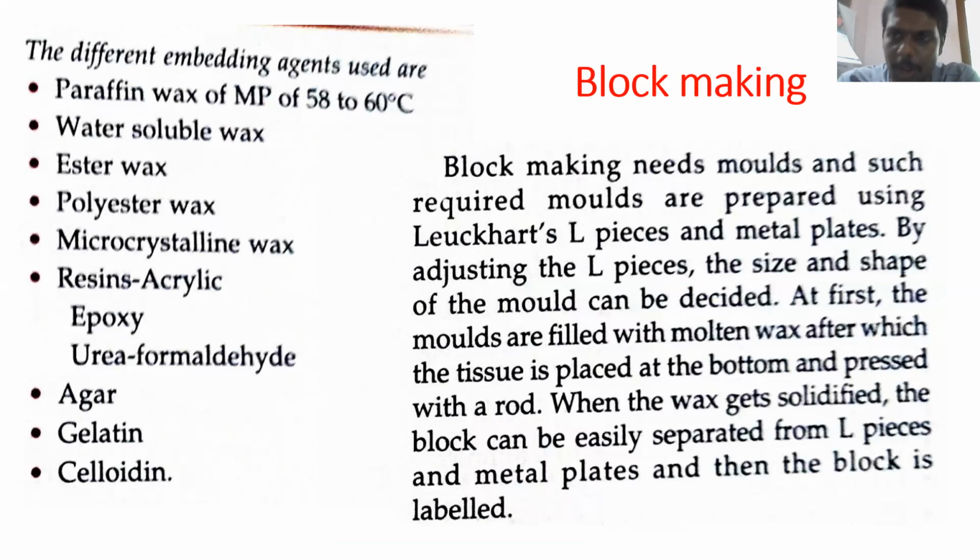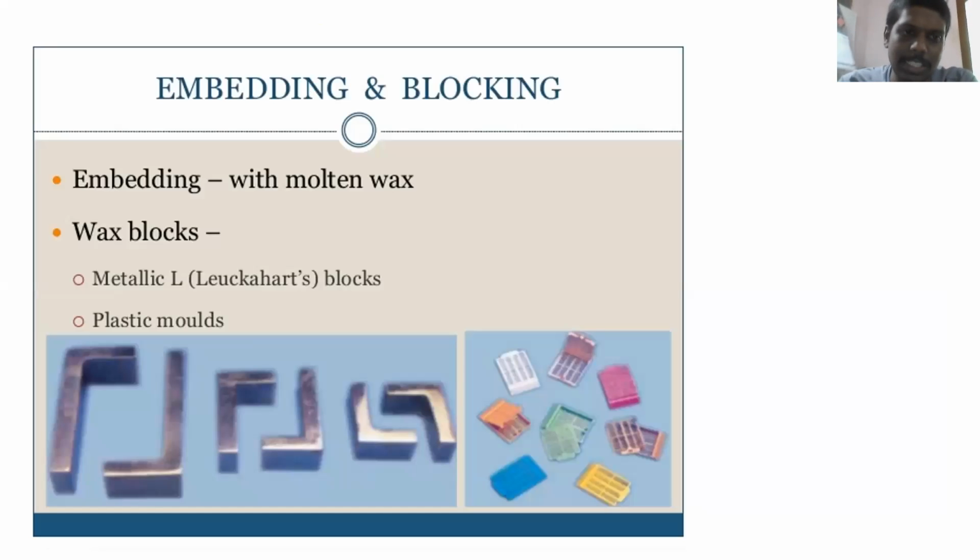Then the procedure of block making. The blocks will be prepared by using special molds called Leuckart molds. We will place these Leuckart pieces, and we will pour the liquid wax, and we will suspend the tissue, and we will obtain the blocks out of the tissue. So the special molds that we use for embedding and block making are Leuckart molds. Leuckart molds will be used for embedding and block making purposes.